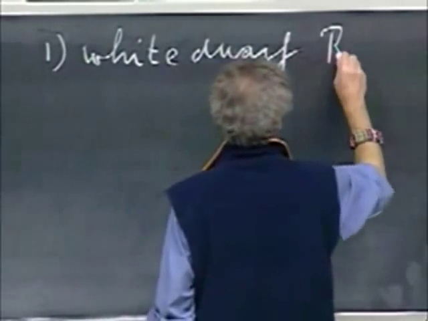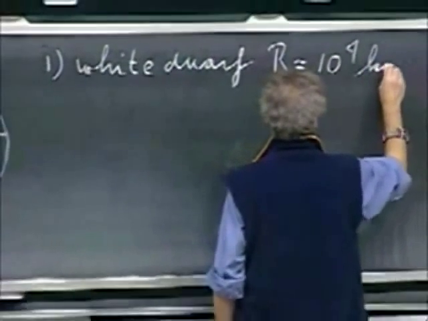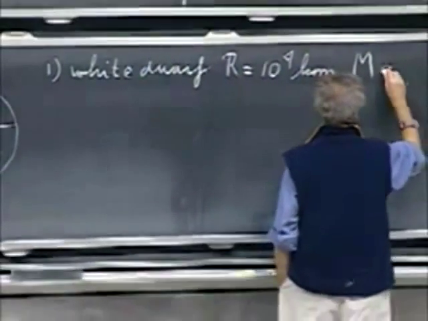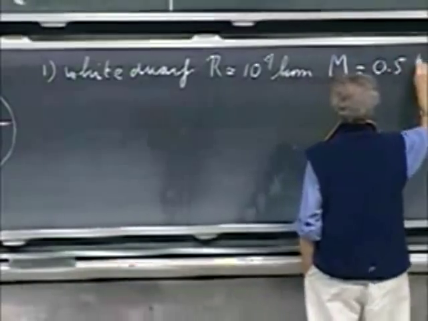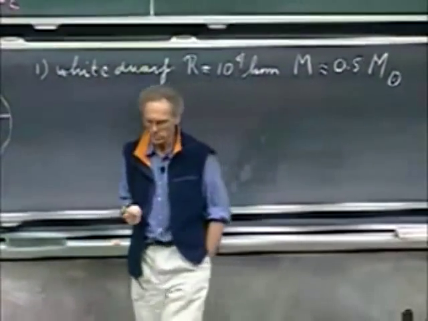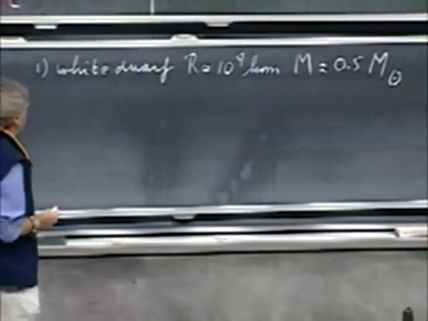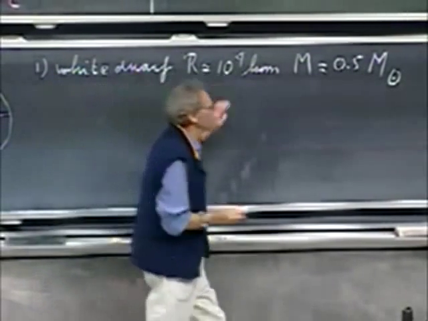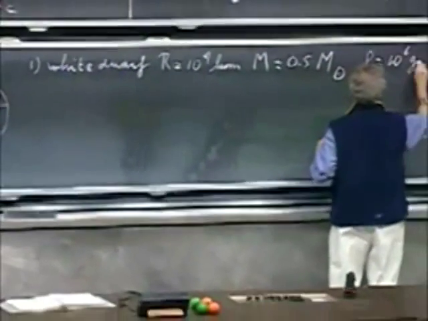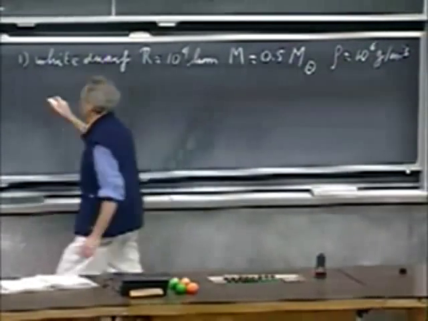It has a radius approximately the same as the Earth, some 10,000 kilometers. And the mass of a white dwarf, there's a whole range of them, but a typical number, say, is half the mass of the Sun. So that's one possible end product. This will be the fate of our Sun, by the way. The density of such an object is quite high. Some 10 to the 6 grams per cubic centimeter.